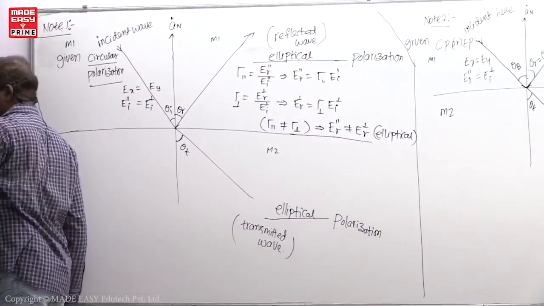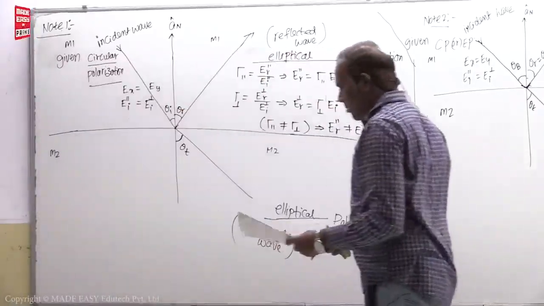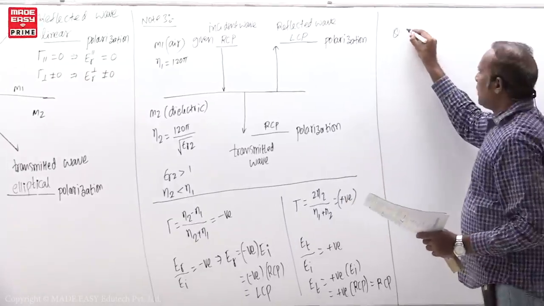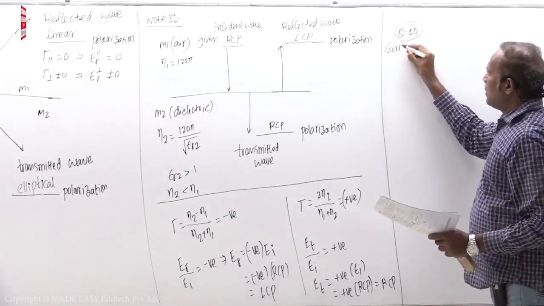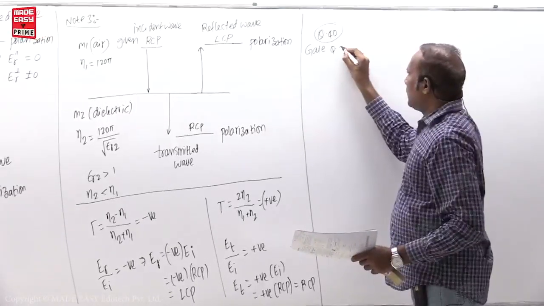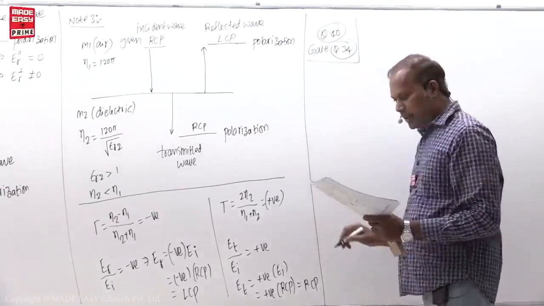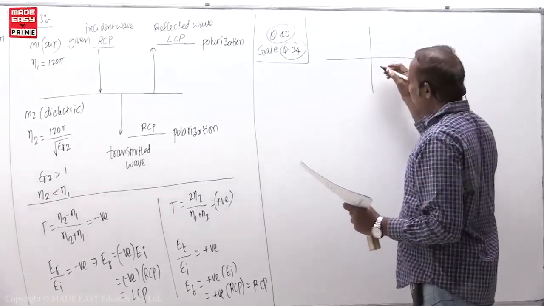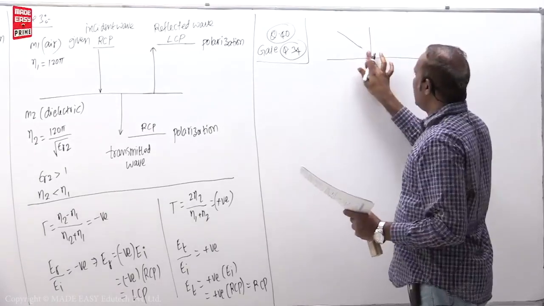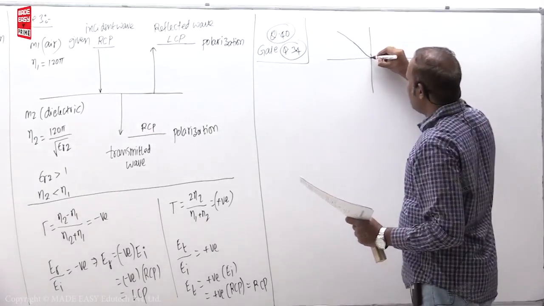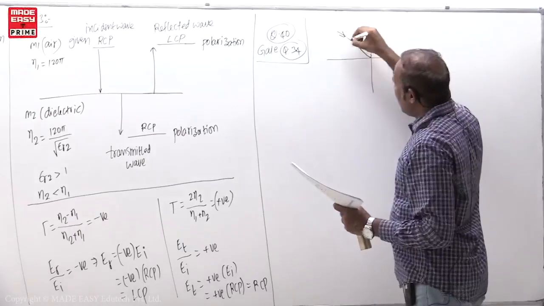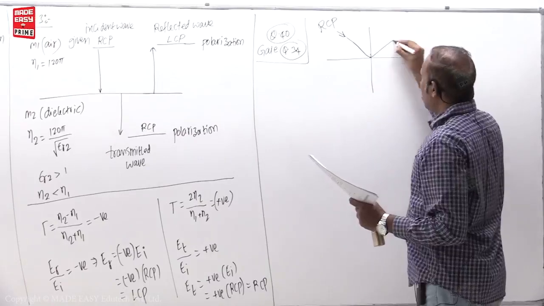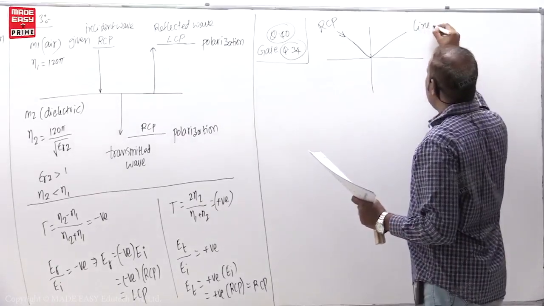Now let us solve them. Okay, question number 40 in the GATE workbook, that question number is 34. So the diagram is given like this. The incident wave is RCP actually. The incident wave is like this, the arrow mark means incident. It is given as RCP, circular polarization, and it is given linear polarization.